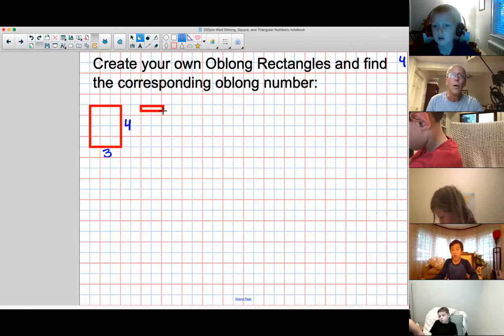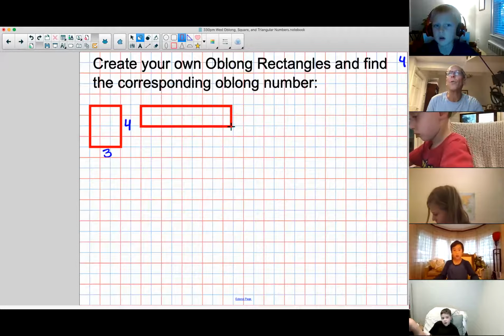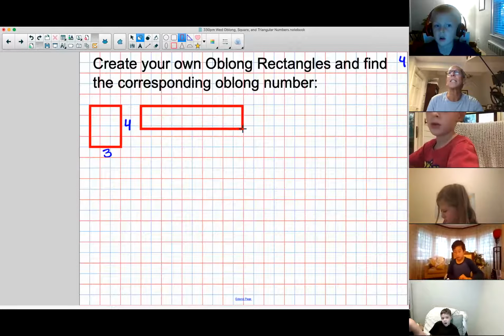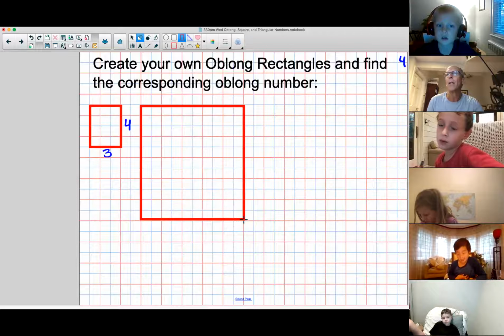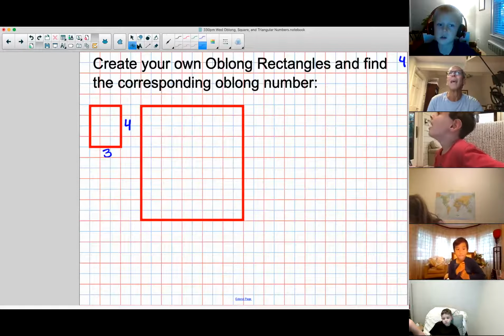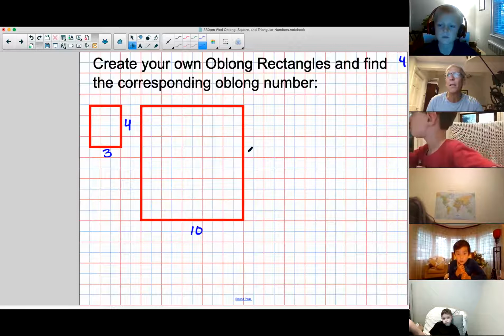11 times 10. Oh, beautiful. So I just did 10. Now I have to do 11, and I believe 1, 2, 3, 4, yep. I think I did it. And can you tell me the value of that oblong, please?